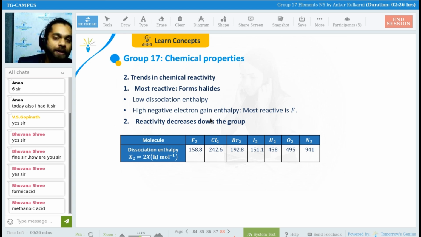Now, trends in chemical reactivity. Look over here. Always remember, as you go down the group, the reactivity decreases.